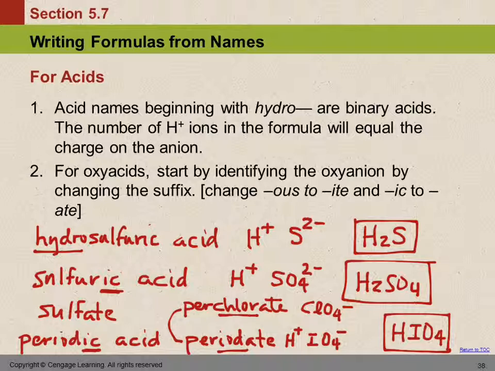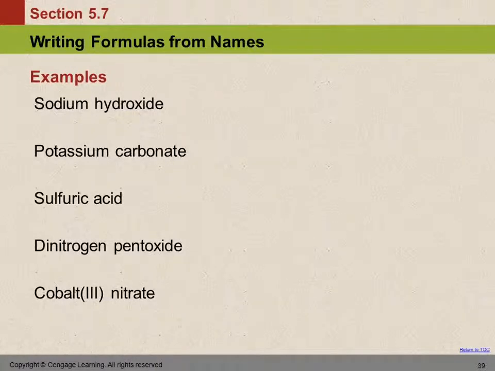We're going to do some more examples. I know there's example slides at the end of this. Here's examples. So these are all mixed up. We've got sodium hydroxide, potassium carbonate, sulfuric acid, dinitrogen pentoxide, and cobalt-3 nitrate. And we need to write formulas for these. So let's start with the first one.